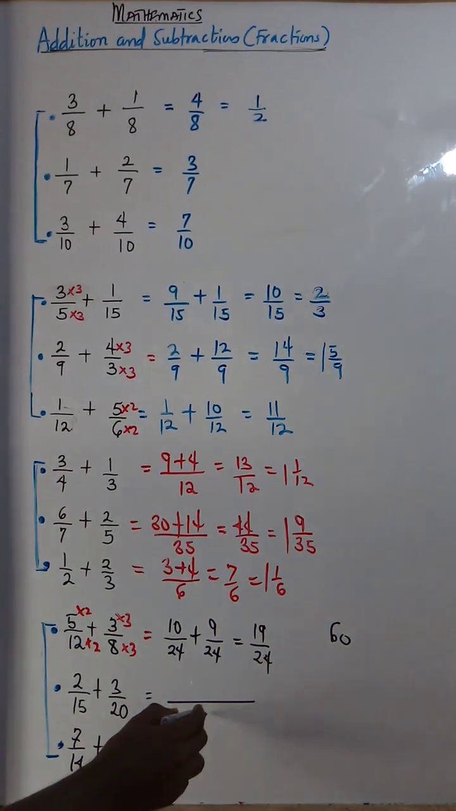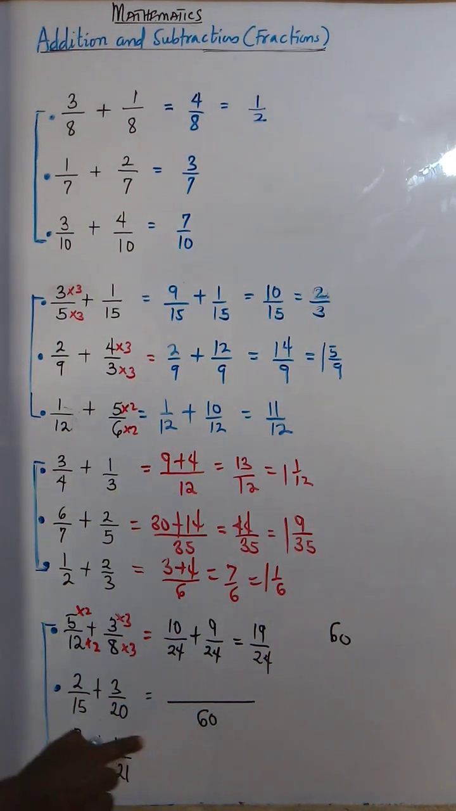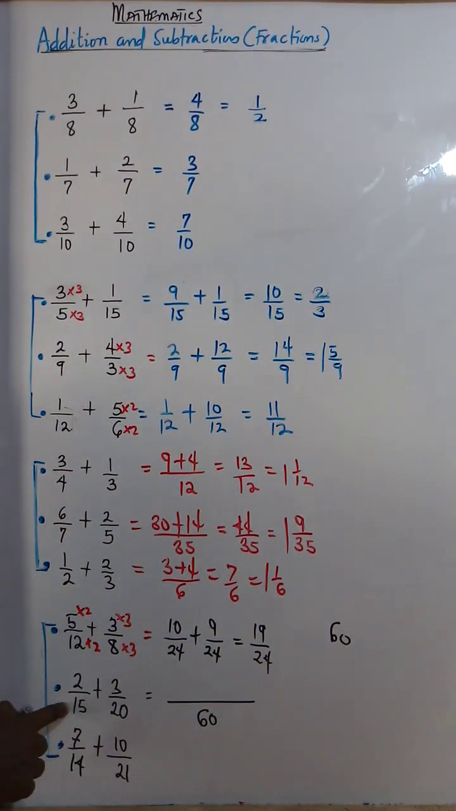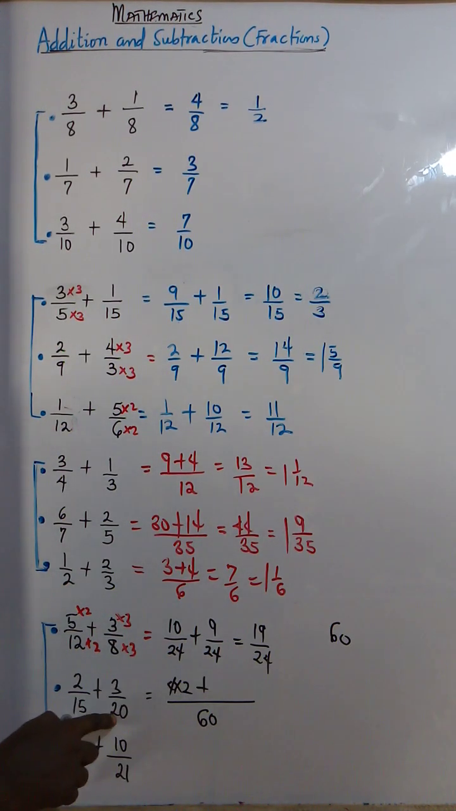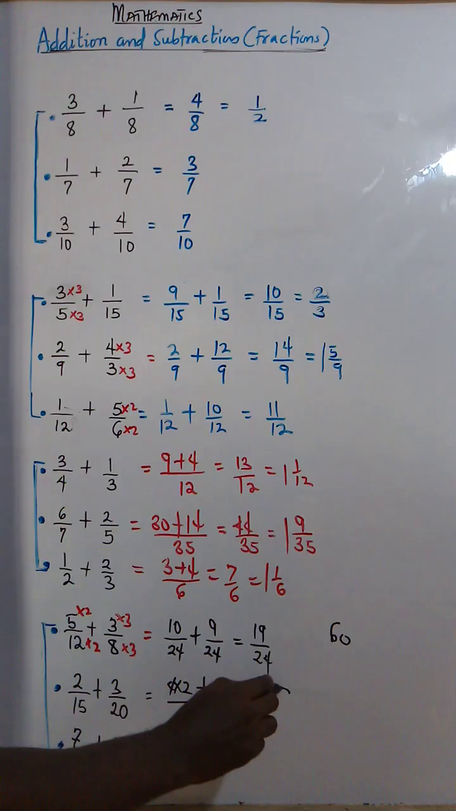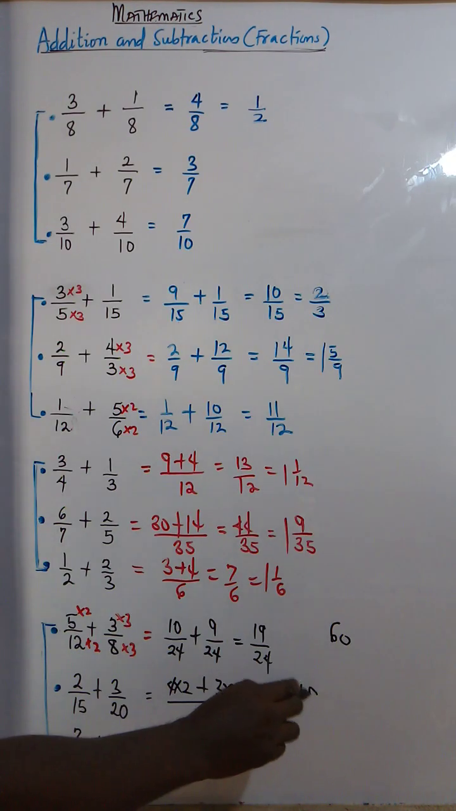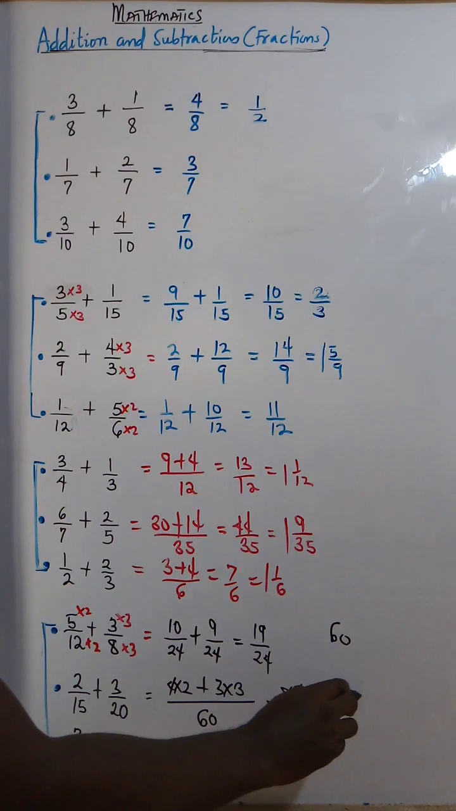Then we write the LCM here. So we now ask, how many 15 can we see in 60? Meaning 60 divided by 15 is what? That's 4. Then the 4 multiplies the 2 here, so you have 4 times 2. How many 20 in 60? 3. That 3 multiplies this 3 here, so you have 3 times 3. So what I have here, 4 times 2, 8, plus 3 times 3, 9, over 60. So 8 plus 9 gives 17 over 60.